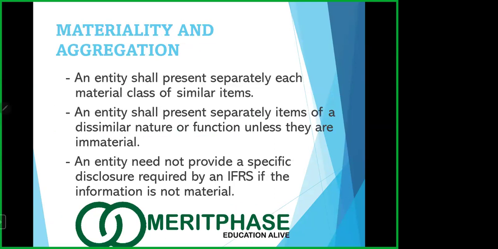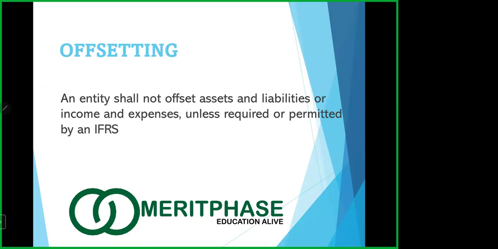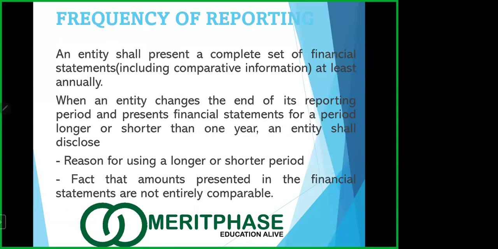Materiality and aggregation. An entity shall present separately each material class of similar items. An entity shall present separately items of a dissimilar nature or function unless they are immaterial. An entity need not provide a specific disclosure required by an IFRS if the information is not material. Offsetting. An entity shall not offset assets and liabilities or income and expenses unless required or permitted by an IFRS. I hope you now understand what I told you.